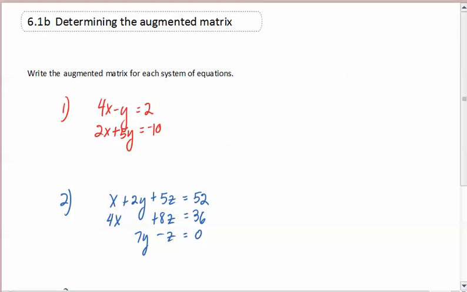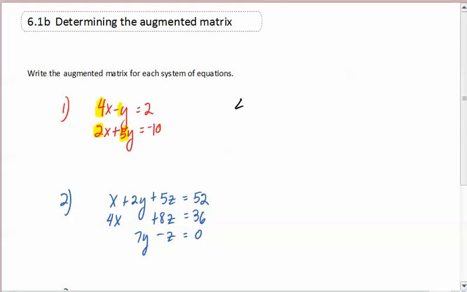So now we're going to take a look at writing an augmented matrix for the system of equations. So what is an augmented matrix? An augmented matrix takes the coefficients. Okay, I'm going to go ahead and highlight these. Here are the coefficients, right? There's a -1 understood to be there, 5, 2. It takes the coefficients and puts them in a matrix.